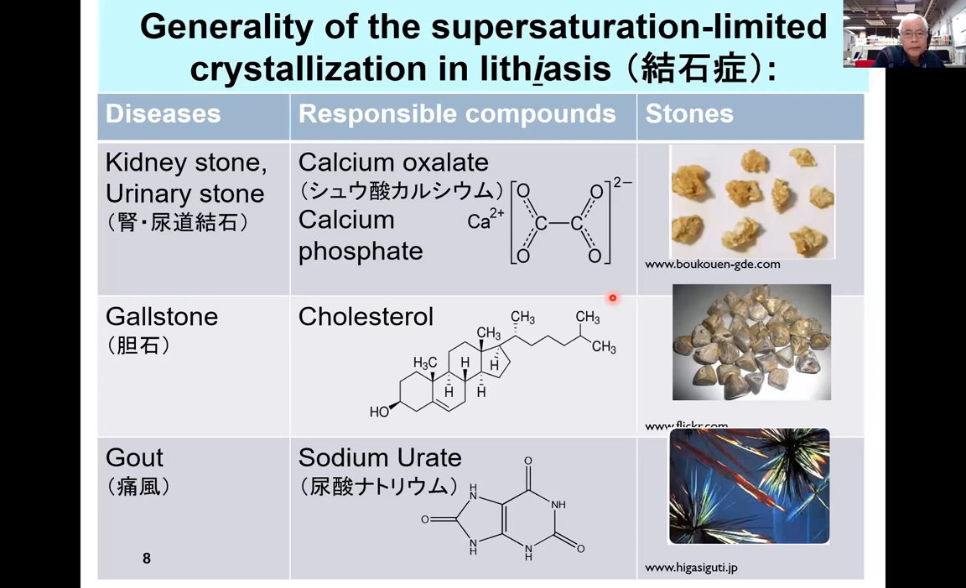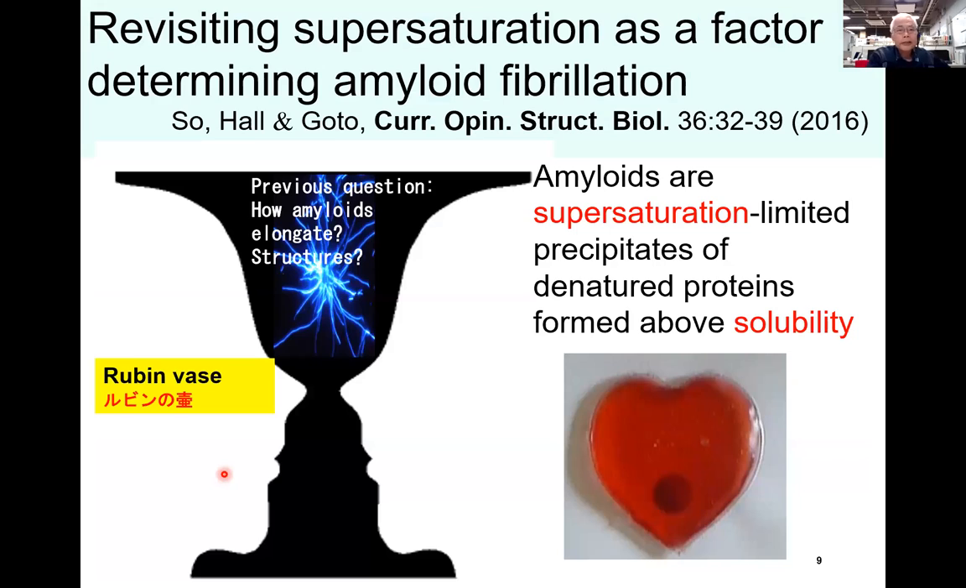But as you know, this kind of phenomenon happens in our body as stone formation, like kidney stone, which is calcium oxalate, gallstone, cholesterol, and gout, sodium urate. So supersaturation is not so unusual. And what is interesting is that this kind of phase transition happens even for denatured proteins. This kind of phase transition for native proteins, as you know, is crystal formation for X-ray crystallography. So this kind of result reminds us of the importance of supersaturation.